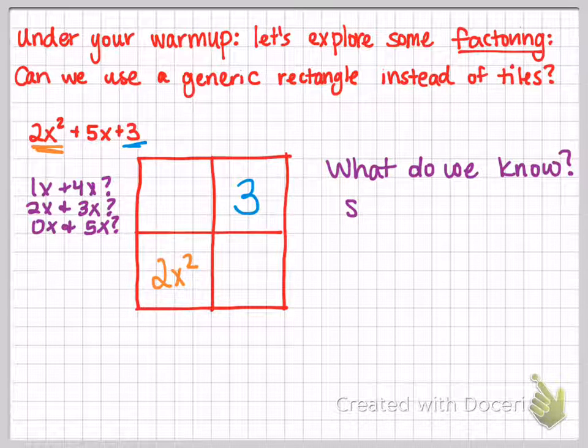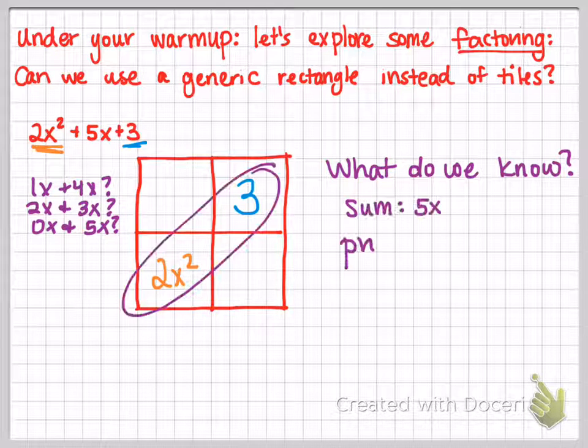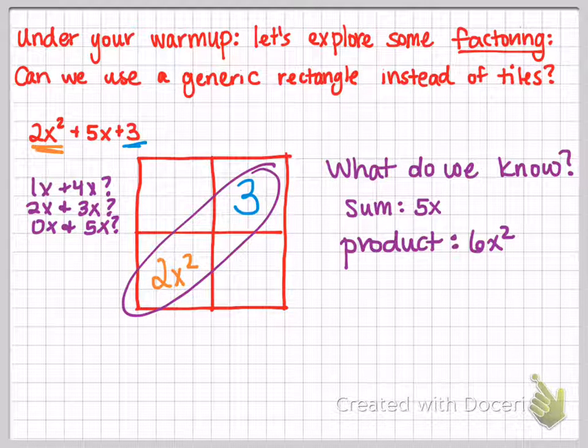And so let's talk about what we know so far. So we know that whatever is in those 2 boxes, the sum of those 2 things has to be 5x, because we know that when we combine them, we have to end up with 5x there. The other thing that we know is that the diagonals multiply to the same thing. So I know that these 2 boxes have to multiply to 6x squared because that's what 2x squared times 3 is. So the product that I'm looking for is 6x squared.